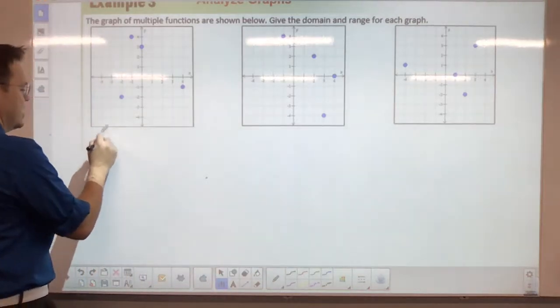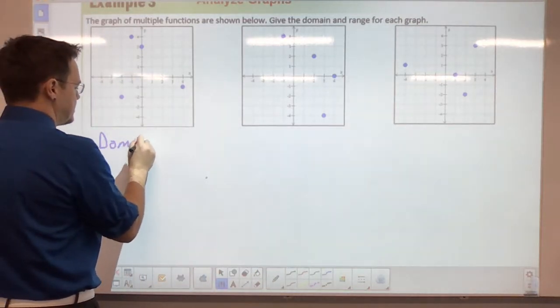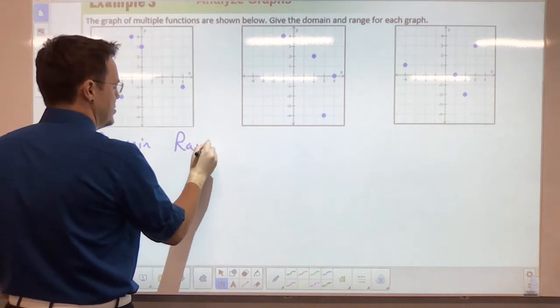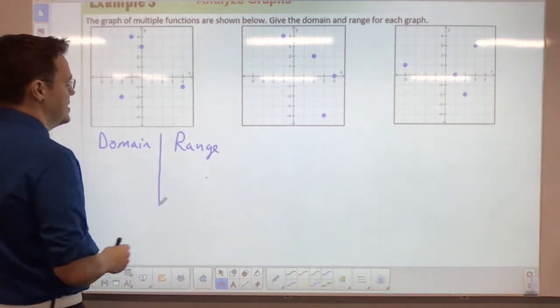So I always associate the domain with the X that way. And so if you have the D and the X, then you know our range would be the Y value, right? So on here, you'd put domain, and then you would put range. Okay, so what are the differences?